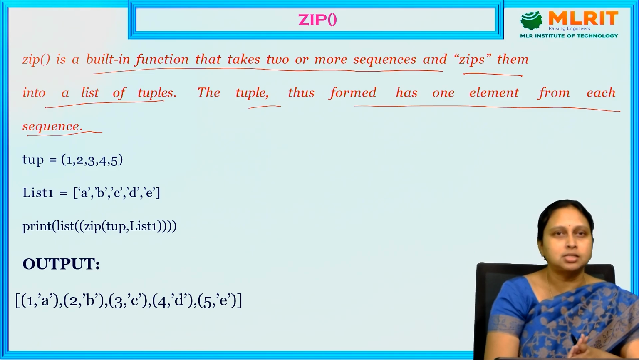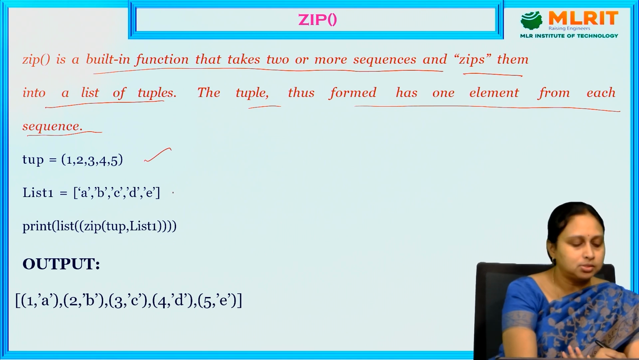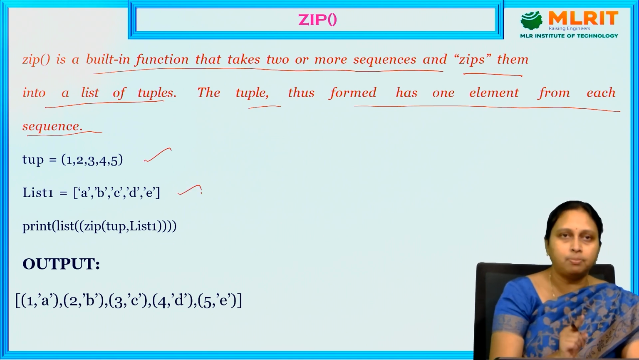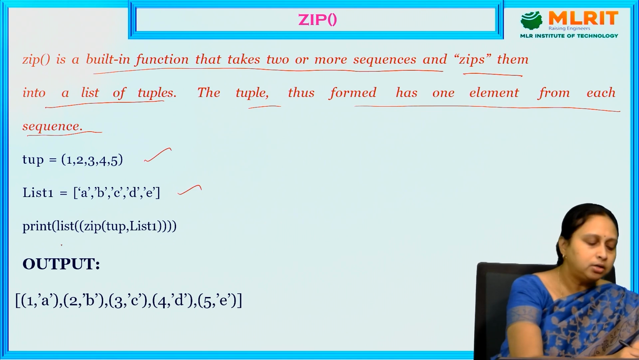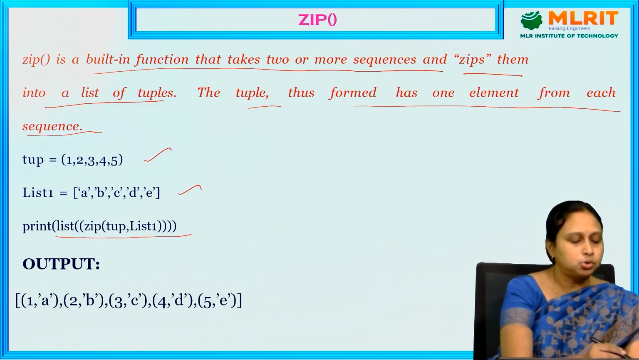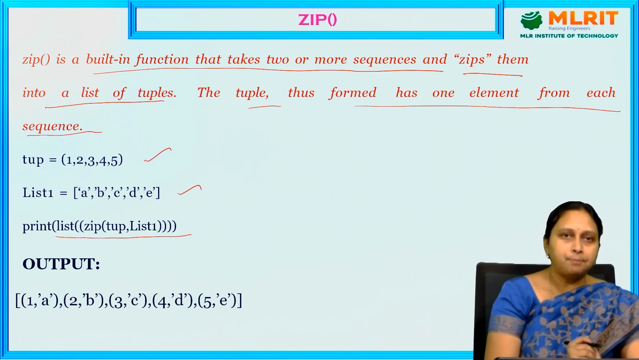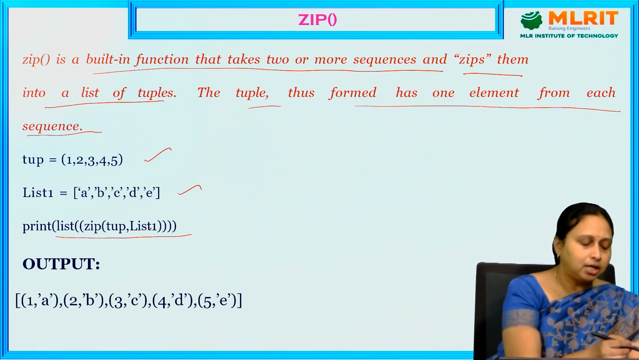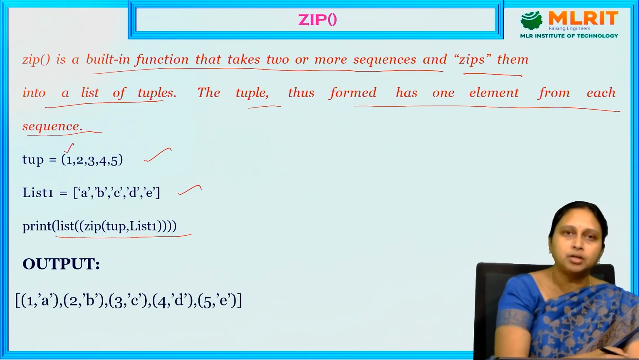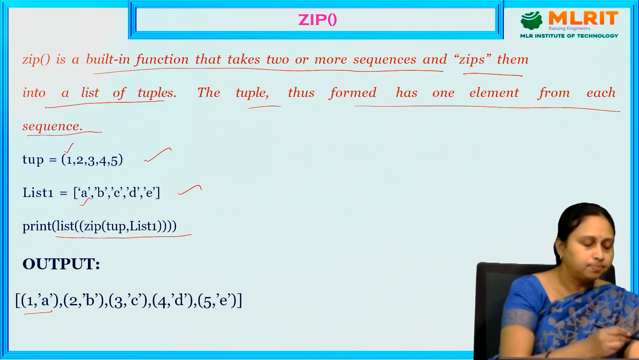Let us see with an example so that you can understand how this zip function is going to work. This is one tuple and this is a list. Both the things we have taken, one tuple and one list. Now, I am trying to print list of zip of the tuple comma list 1. These two things I am going to zip and print as a list. The final one is a list, so it will be combining like this. It takes the first element from the tuple and the first element from the list. That will form a zip.